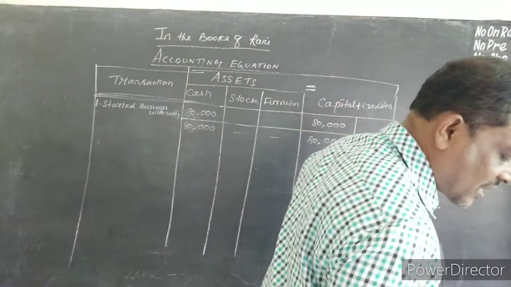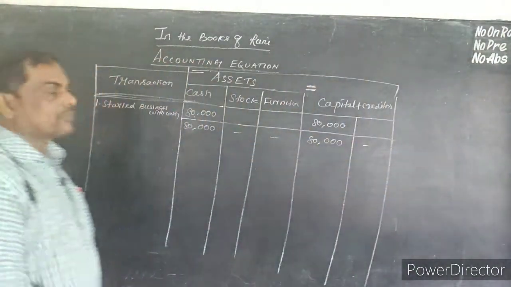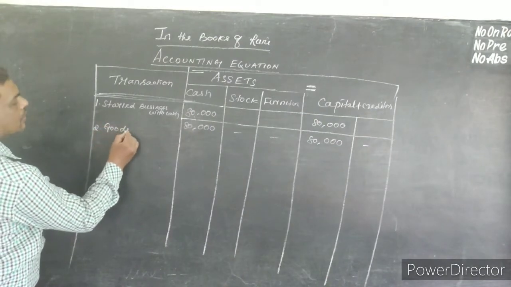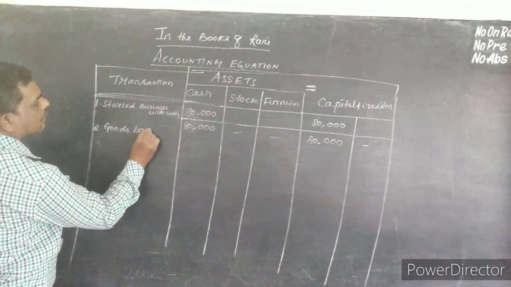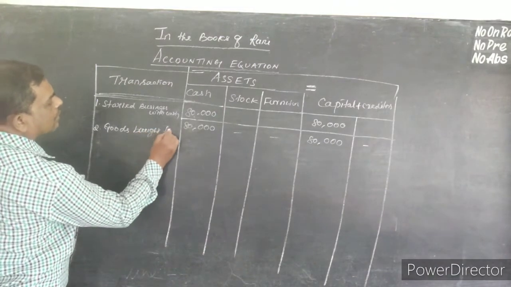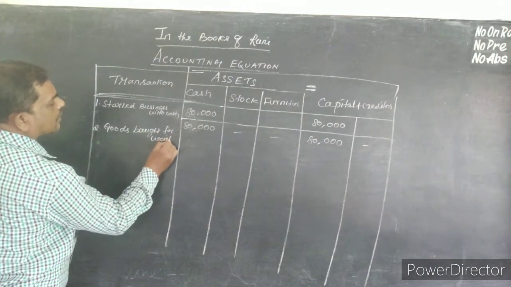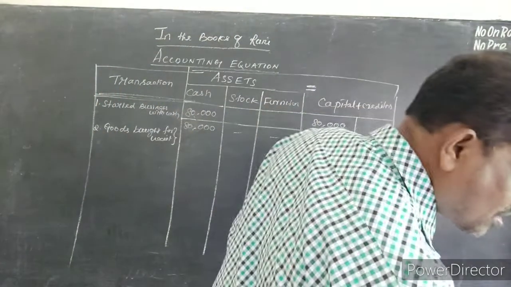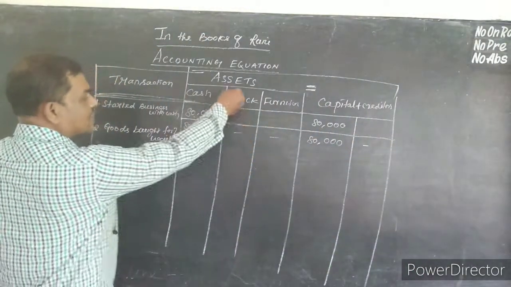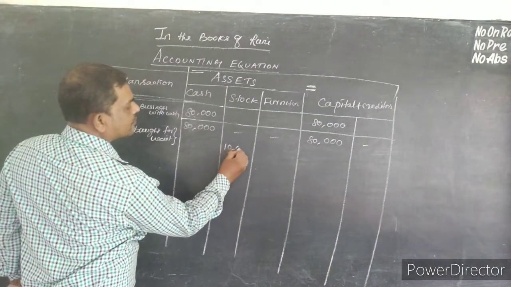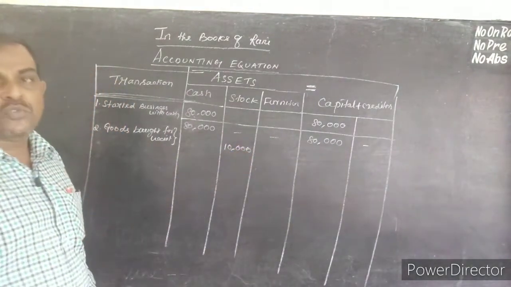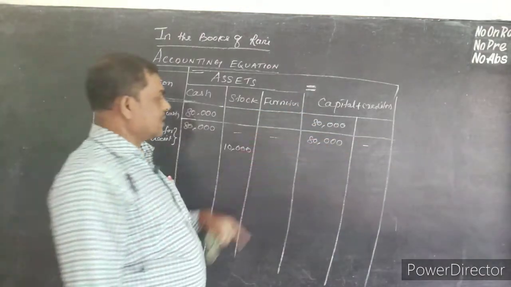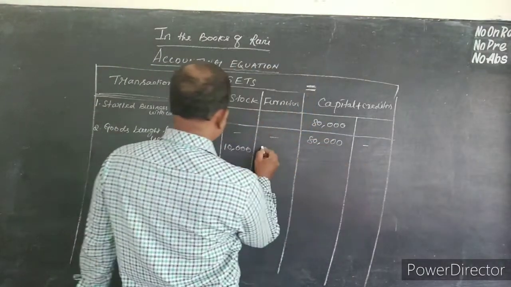Now you write the second transaction. What is the second transaction? Goods bought for credit. Goods is nothing but stock. How much? Rupees 10,000. So under the stock you put 10,000. That is, you purchased for credit. Credit means creditors. Creditors is rupees 10,000.